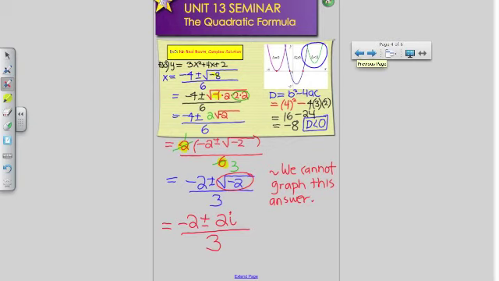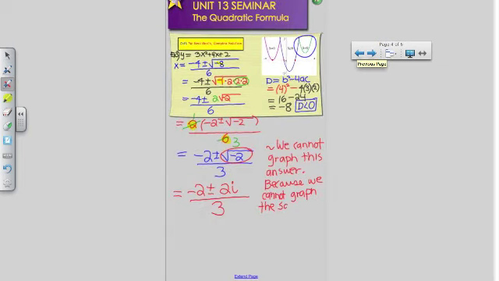because we cannot graph the square root of a negative number.